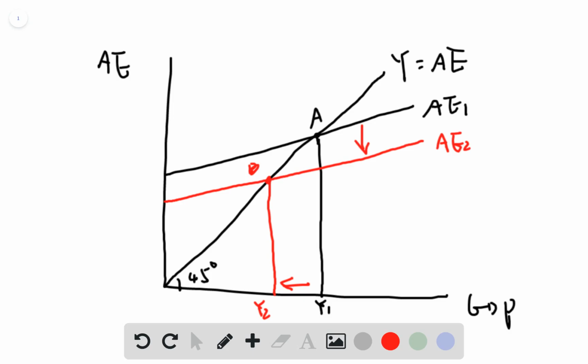So the real GDP declined by the drop in government purchases multiplied by the value of the multiplier. So that results in the real GDP decrease being actually more than the aggregate expenditure decrease.